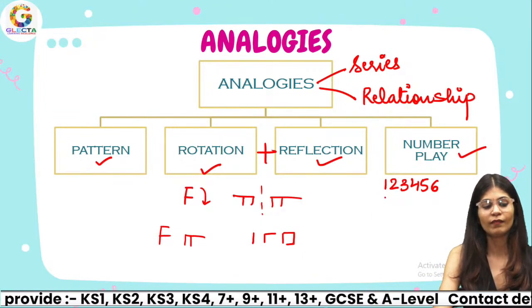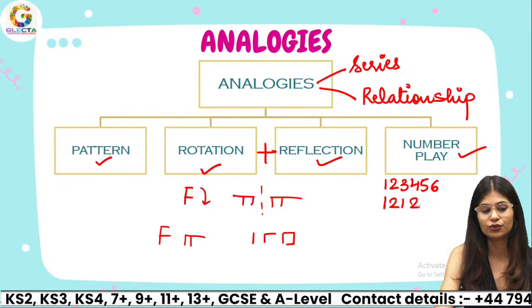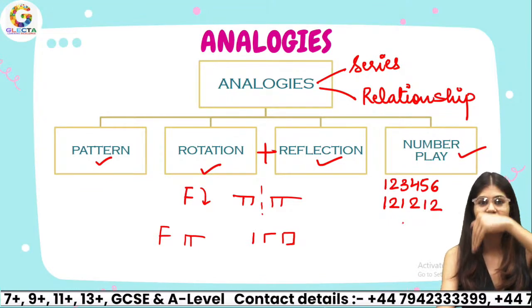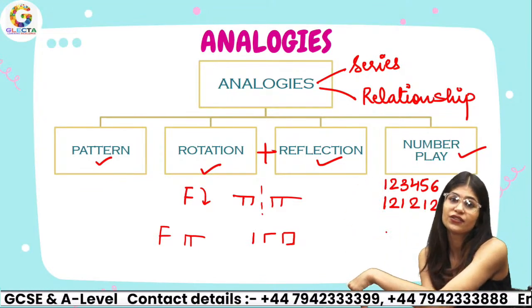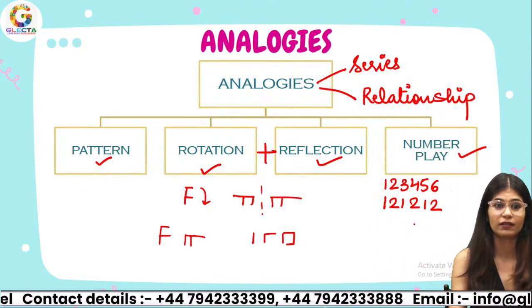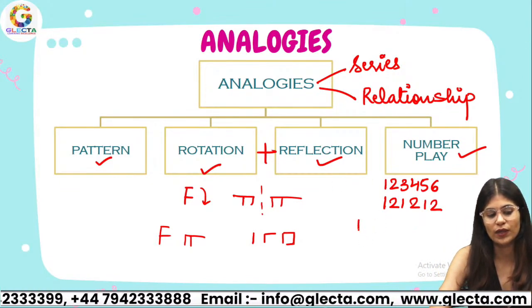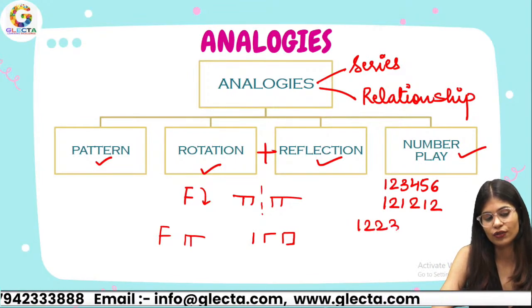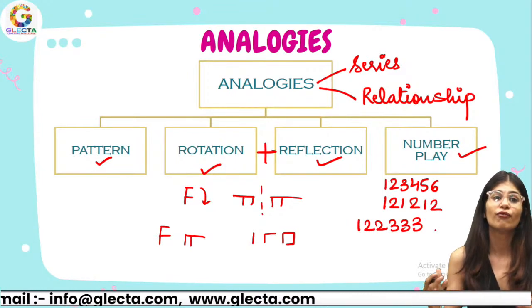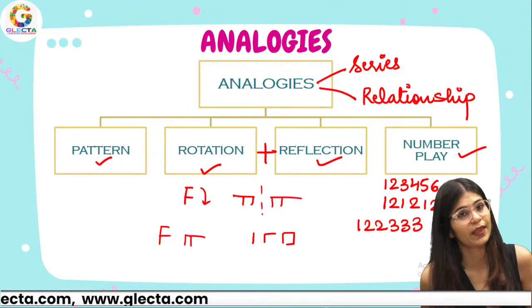Or I can have 1, 2, 1, 2, 1, 2. Something is increasing, decreasing, increasing, decreasing, increasing, decreasing. That can be there, which confuses kids, but I don't think you should be confused. And the last one is 1 times 1, 2 times 2, 3 times 3, 4 times 4. So like that, it can be there as well.